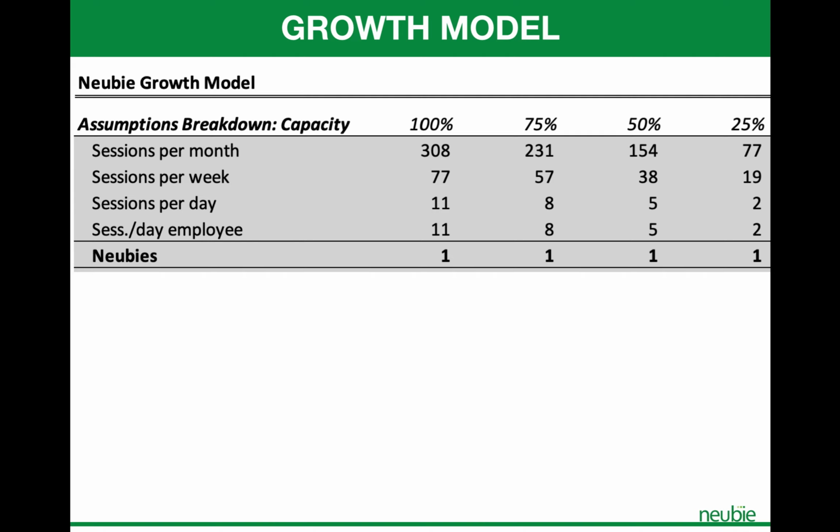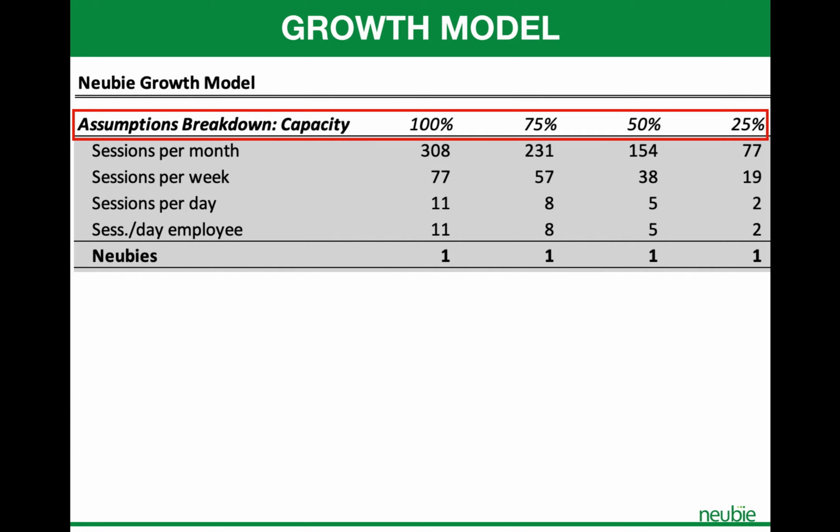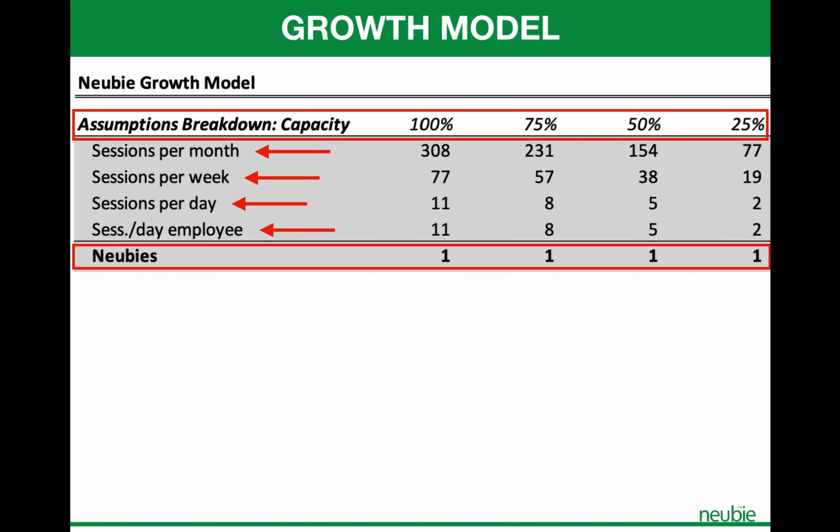I'm going to show you the building blocks of the growth model I've developed, and this is the numerical manifestation of the assumptions and visuals I just walked you through. The entire model hinges on 2 things specifically: capacity utilization and the number of Neubies. Here you can see capacity across the top and sessions broken down by month, week, day, and by employee. I want to make sure that these projections are sane, so I go down to the smallest unit in order to understand the unit economics.